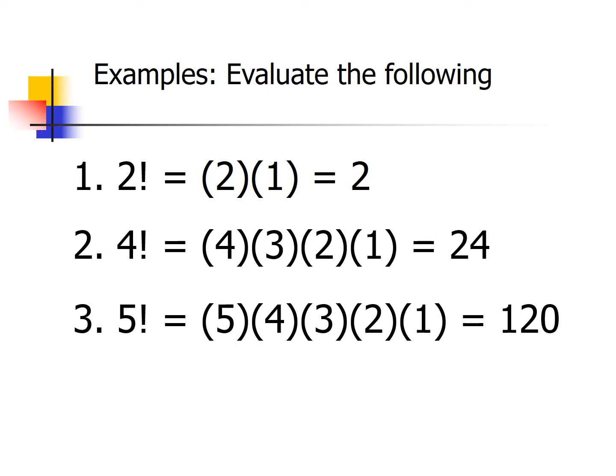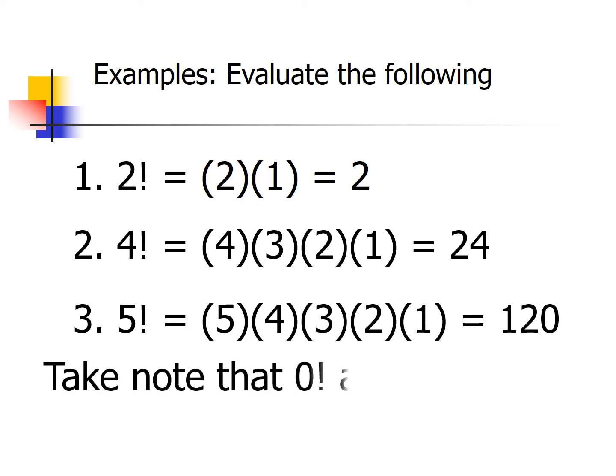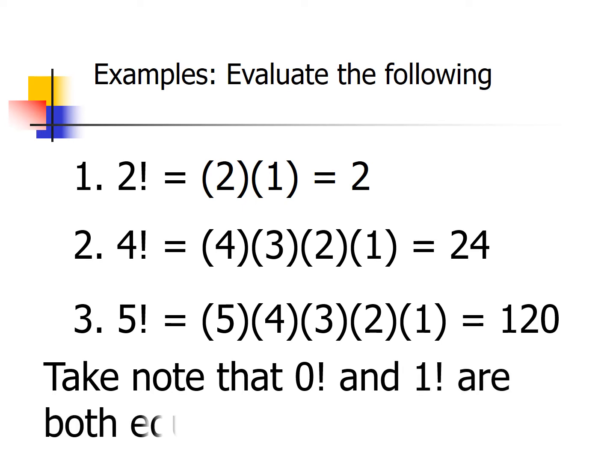So, ganun lang ka-simple ang pag-evaluate using factorial notation. Now, remember class, take note that when you encounter this 0 factorial and 1 factorial, they are both equal to 1. Bakit ganon? Magkaiba ng given. Tapos same yung answer.